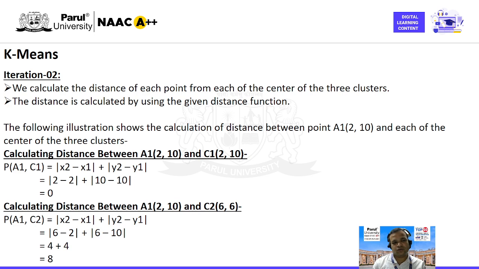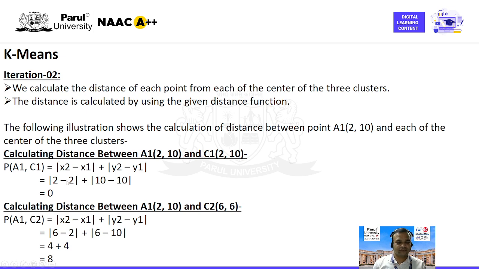Now iteration number 2. We calculate the distance of each point from each of the centers of the 3 clusters. Again, that process will be repeated here. The distance is calculated using the given distance formula. We already know the distance formula. The following shows the calculation of distance from point A1 to each of the centers of all these 3 clusters.